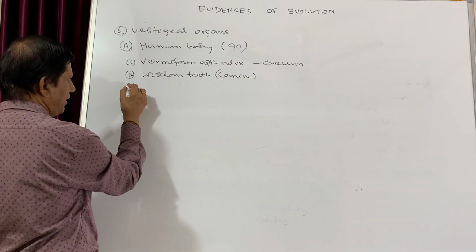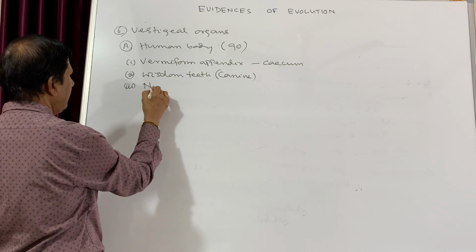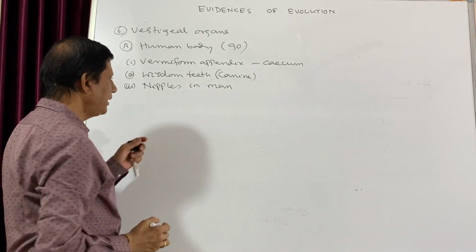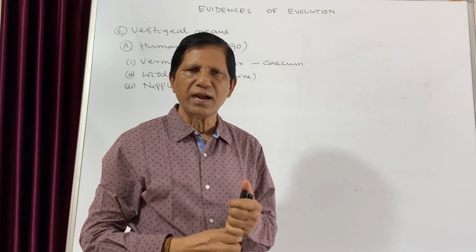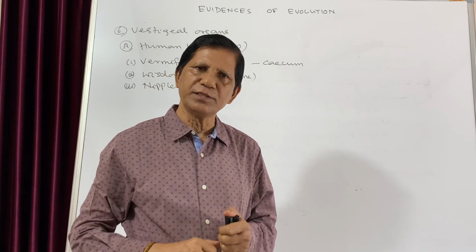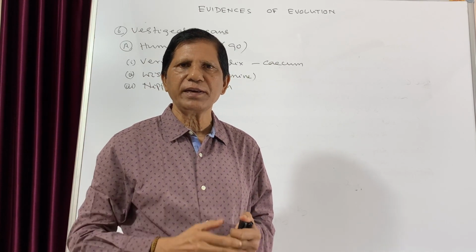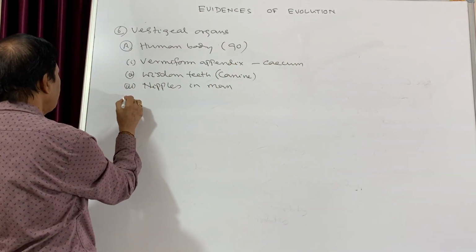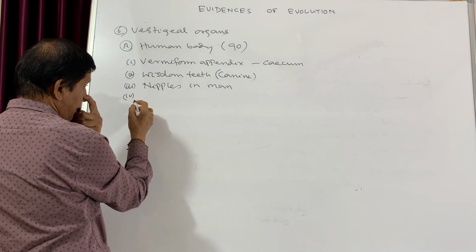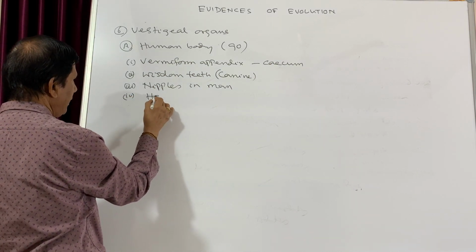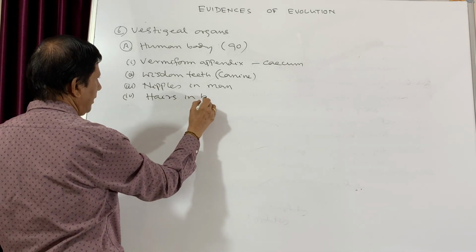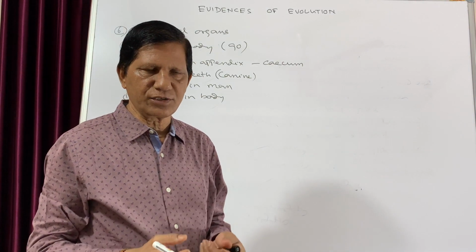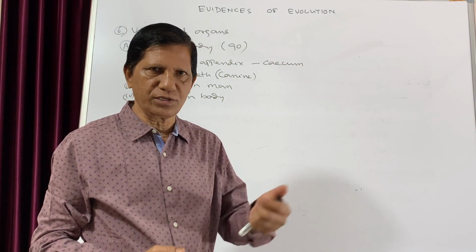Now let us give the third example. The third example is nipples in man. Usually nipples are present in case of females and meant for breastfeeding their children. But they are not required in case of male persons, but still they are present. Then the fourth example we can give is the presence of hairs in the body. That means some people who have long hairs on their body, that indicates the ancestors from which we have evolved.